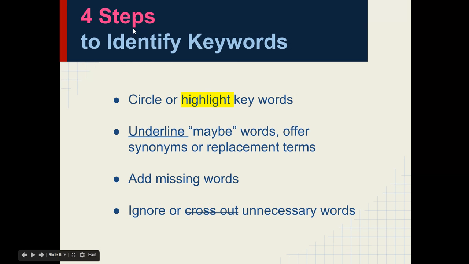So our 4 steps to identify keywords that we can make into a query are, first, we're going to circle or highlight keywords. Second, we're going to underline maybe words and offer synonyms or replacement terms for those maybe words. So those are words that we want to replace with a better word. We're going to add missing words, and we're going to ignore or cross out unnecessary words.